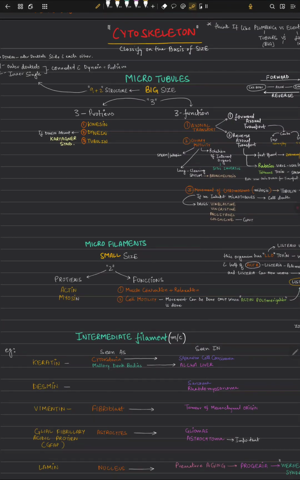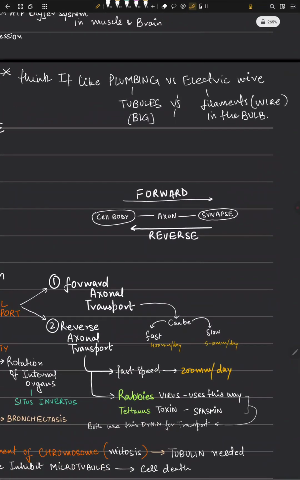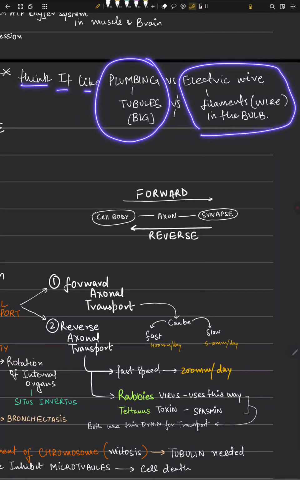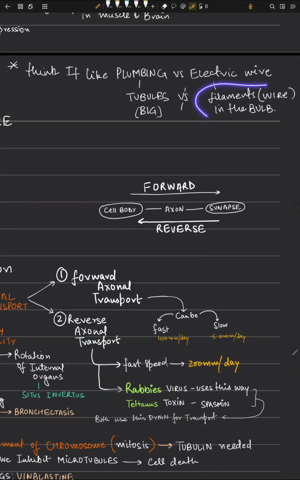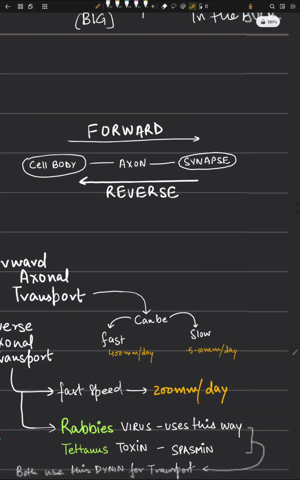First of all, let's understand why they are named this way. Let's try to remember this: think of it like plumbing tubules versus electric wires. That's how I remember it. Plumbing uses big tubules, and electric wires inside your house require small filaments in the bulb, right? So these filaments are small and tubules are big. Just remember this.